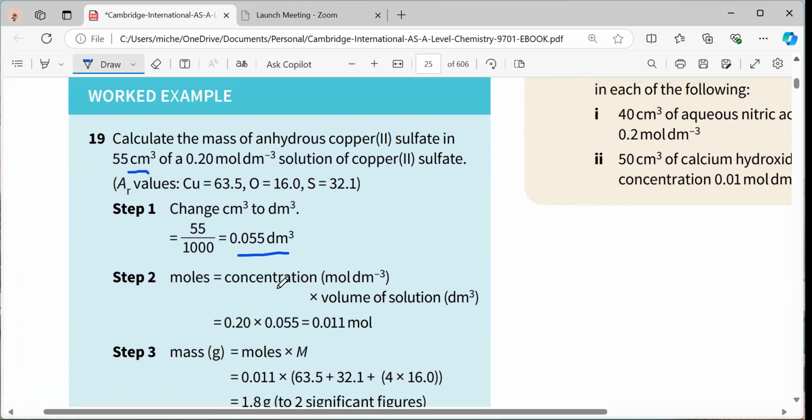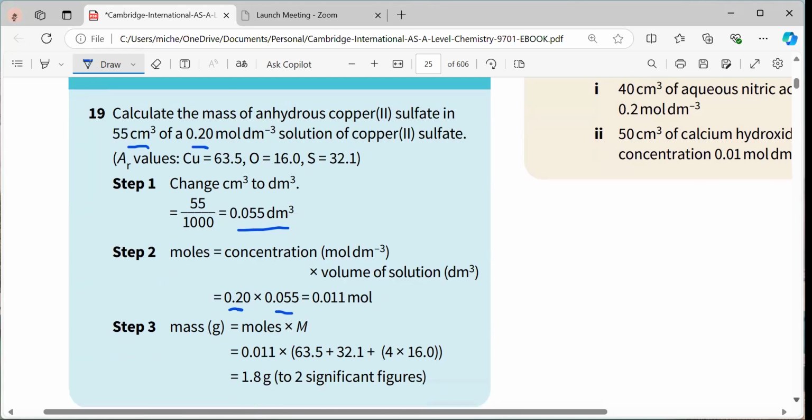From the concentration, we have the concentration is 0.20. So 0.20 will be multiplied by the volume, which here is 0.055. So input the numbers here. This is the concentration, and this is the volume. So here we have it, 0.011 mole. So now we have already found the mole. Actually, calculating the molar mass is not that difficult.